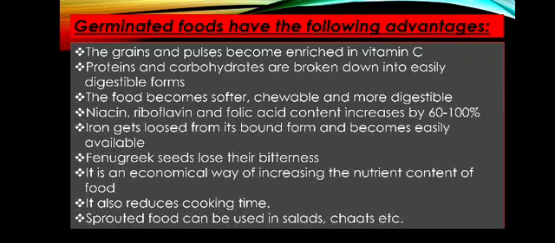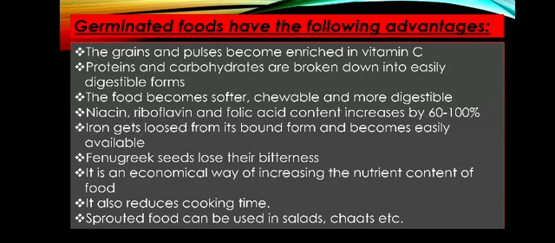The grains and pulses become enriched in vitamin C. That is the most important advantage of germination. Pulses are very poor in vitamin C, or they don't contain vitamin C, and the sprouts are rich in vitamin C. It is the main point to be remembered that the grains and pulses become enriched in vitamin C while sprouting. Proteins and carbohydrates are broken down into easily digestible forms.